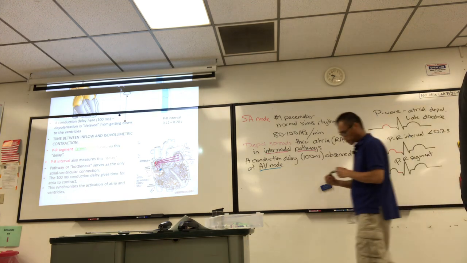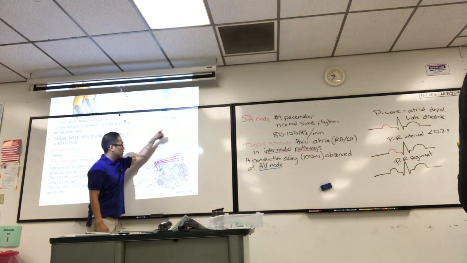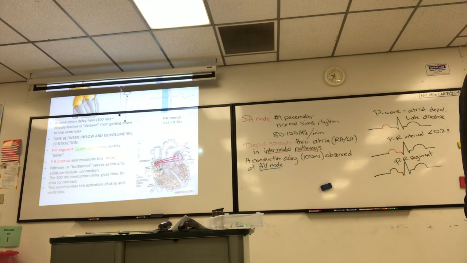And it's the interval that's the standard to see if there's any kind of a heart block in the signal getting from the atria all the way down to the ventricles. So this pathway serves as a bottleneck between the AV connection. This 100 millisecond conduction delay gives time for the atria to contract, and you're synchronizing activation of atria and ventricles. So basically, first the atria contract, delay, then the ventricles contract. That's what you want.